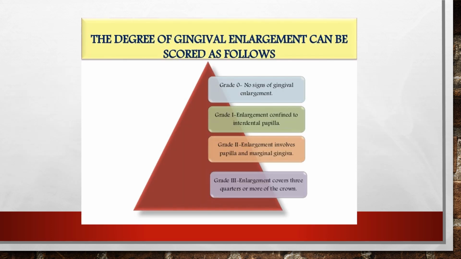Then comes the degree of gingival enlargement, which can be scored as follows, based on Buckingham et al. in 1964. Grade 0 is no signs of gingival enlargement. Grade 1 is enlargement confined to the interdental papilla. Grade 2 enlargement involves papilla and marginal gingiva, and grade 3 enlargement covers three-fourths or more of the crown. In our clinics, we mostly follow this scoring of gingival enlargement.